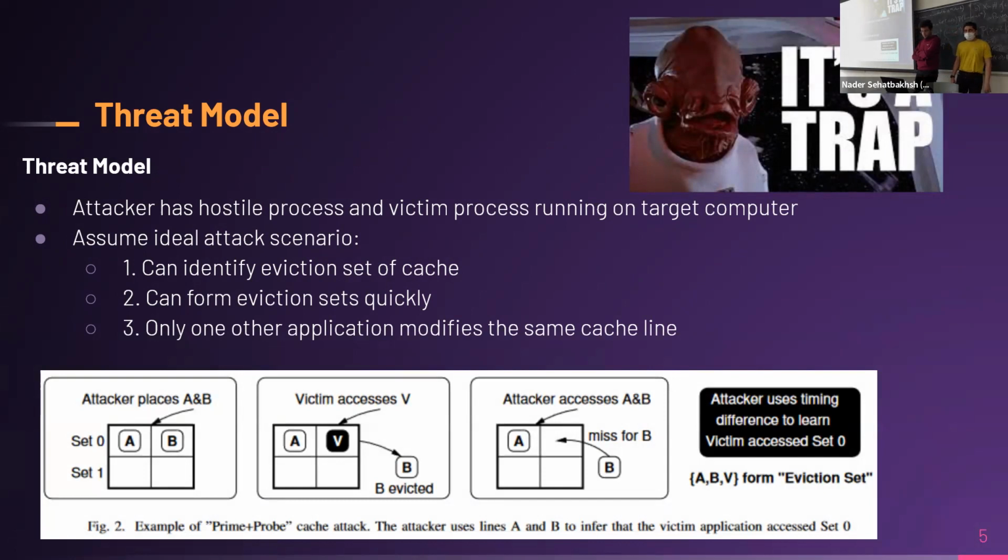The second thing is they can form the eviction sets quickly. If it took them a long time, let's say seconds, then the victim could be doing a lot of actions within the time it takes for the attacker to check and see what changed. Finally, there's the assumption that only one other application is modifying the same eviction set at the time. In a real world scenario, we could have hundreds of processes running at the same time, and multiple processes sharing the same cache line. Here, we're assuming there's only one attacker process and one victim process. So overall, this is a very ideal attack scenario.